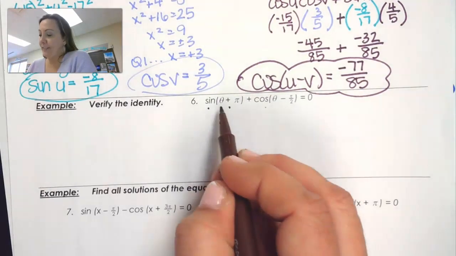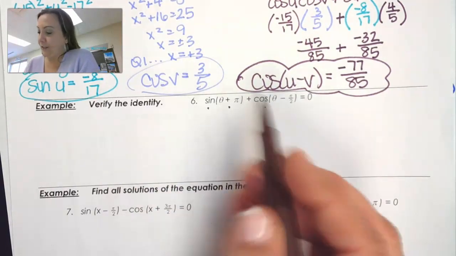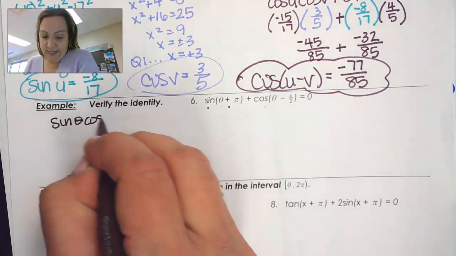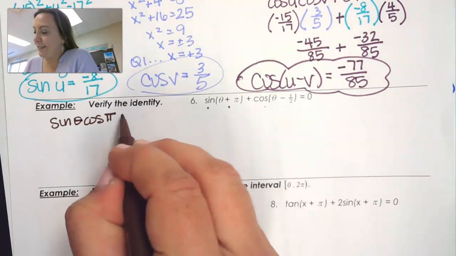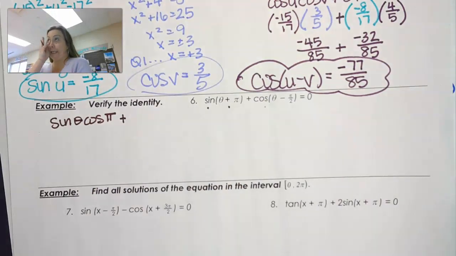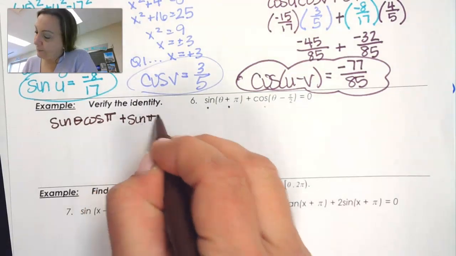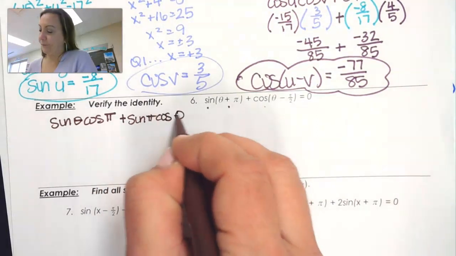The sum pattern for sine has the sine of the first and the cosine of the second. So we'll take the sine of theta times the cosine of pi. And then sum of sines keeps the sine. Plus, and now we're going to take the sine of the second times the cosine of the first.